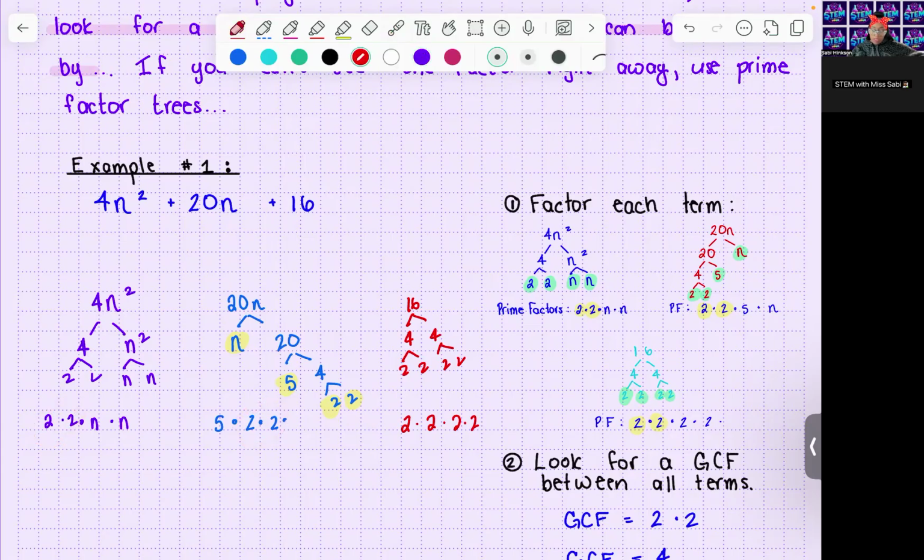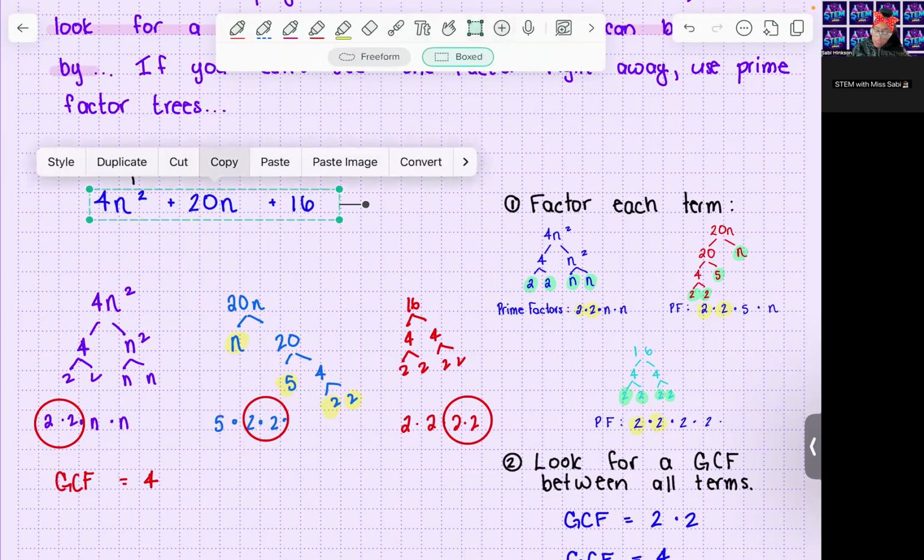Okay, so again, the greatest thing they have in common is 2 times 2. This one has a 2 times 2. This one also has a 2 times 2, which is 4. So then that means the GCF of these terms is 4.